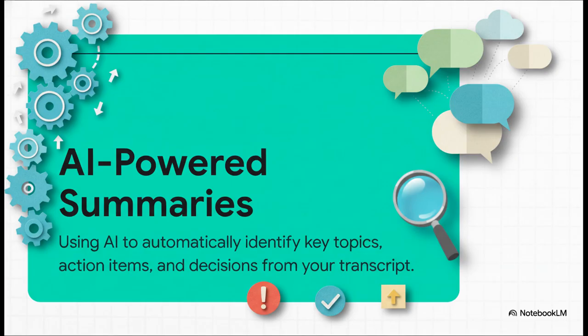So what happens when you click that button? Well, that's where the magic of AI-powered summaries kicks in. Fathom doesn't just snip out a little audio clip. No, it uses its AI to actually understand the context of what was just said, and it generates a perfect, clean summary of that moment. It's smart enough to pull out the key topics, the action items, and the decisions all on its own.